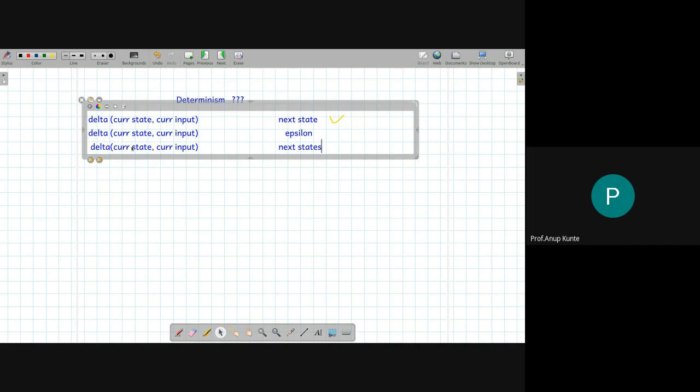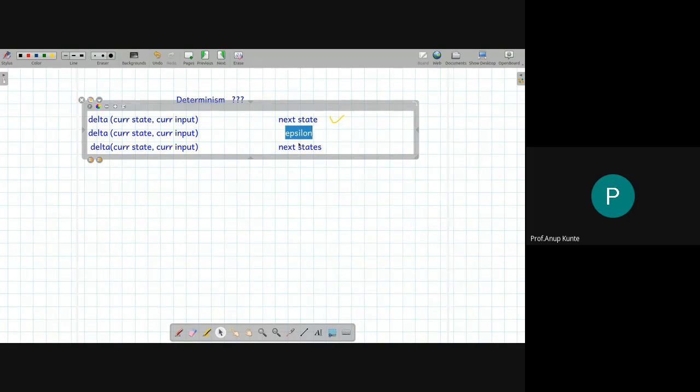Again, it can be onto or it can be into. If it is onto, then we will not have any epsilons in the table. Okay, there will be either one single state or multiple states, right? Do you understand what exactly we are talking about here in these three scenarios?